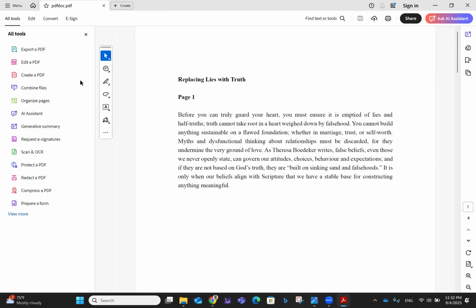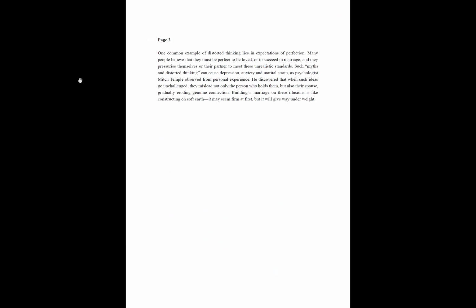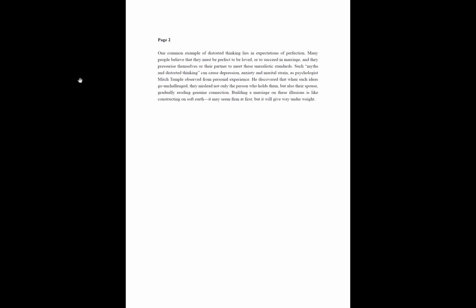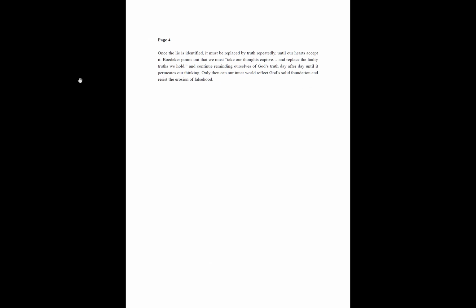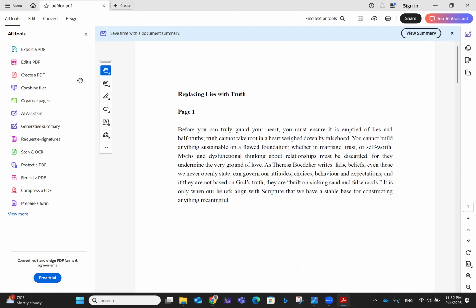It has 4 pages. The title is "Replacing Lies with Truth." Page one: "Before you can truly guard your heart." Page two: "One common example of distorted thinking lies in expectation of perfection." Page three: the first sentence says, "Replacing lies with truth begins with identifying what exactly is false." Page four: "Once the lie is identified, it must be replaced by truth repeatedly until our hearts accept it." So these are the 4 pages I have in what I have called the PDF doc.